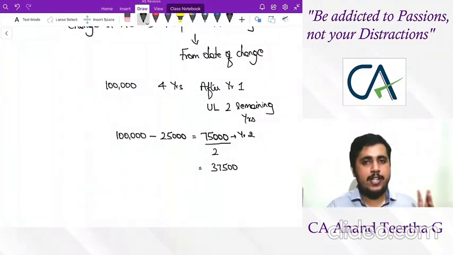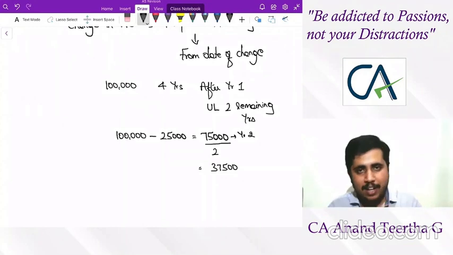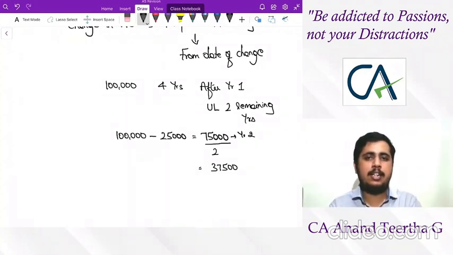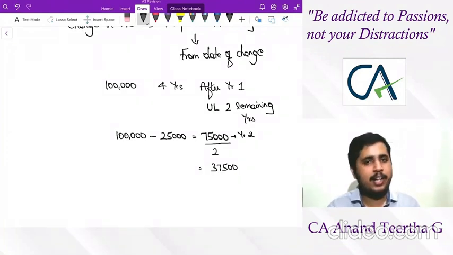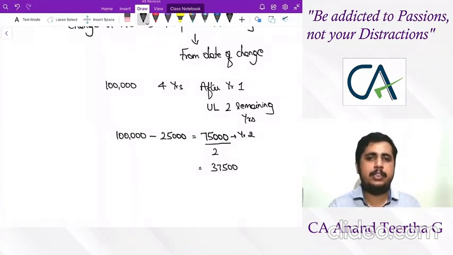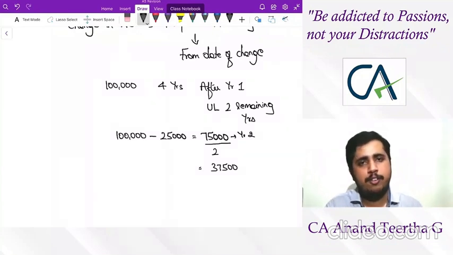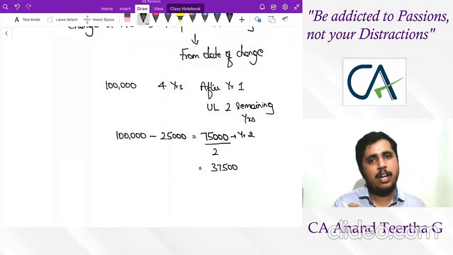So if there is any prospective change, first calculate the asset value on the date of change. From then onwards, apply the revised term and finish it off. Do not go with a retrospective backdated effect. Till the date of change, calculate the asset value. Afterwards, calculate depreciation on the revised term. So this is how you have to deal with the prospective changes.